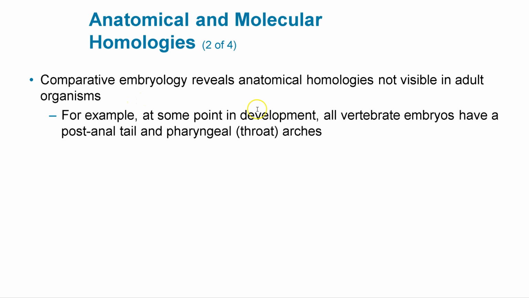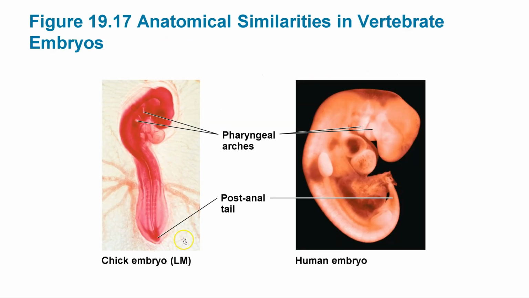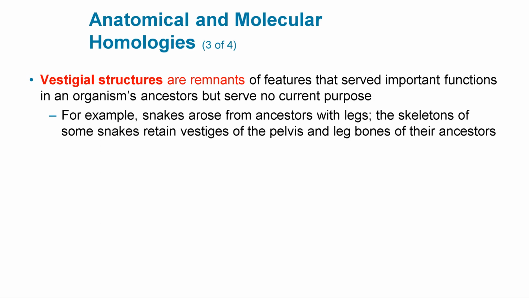Comparative embryology reveals anatomical homology not visible in adults. For example, we have pharyngeal arches as human beings and a postanal tail as human beings. We must have evolved from a similar place according to evolutionary theory. Vestigial structures are remnants.